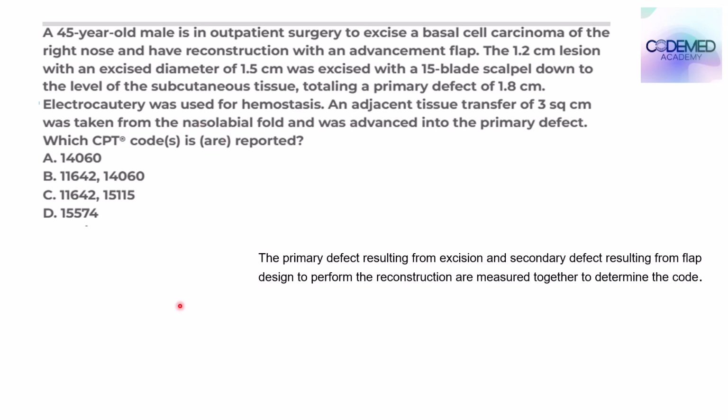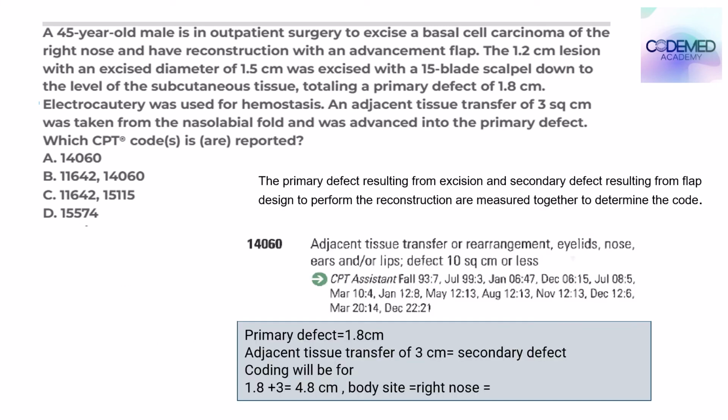So we will require a code for the ATT, and then we'll just see what's the answer. So yes, the total area is 4.8, body site is right nose, and if you see the code 14060, it is adjacent tissue transfer or rearrangement of eyelid, nose. Our area is nose, and here the defect is 10 square centimeter or less. So we will go with the code.